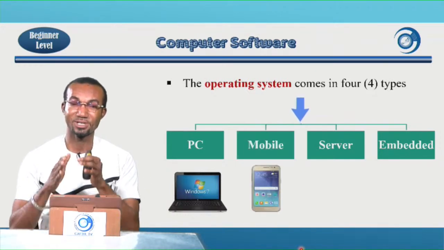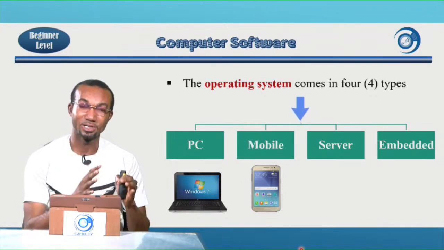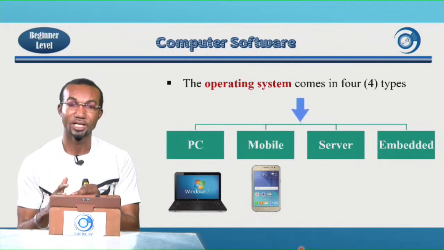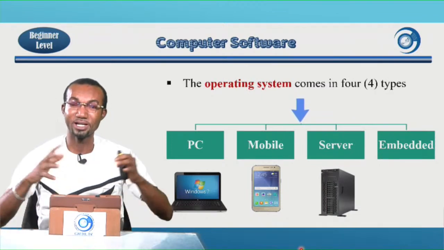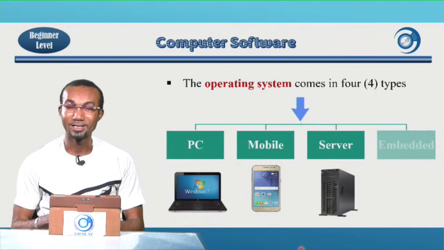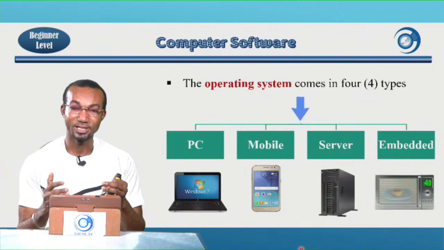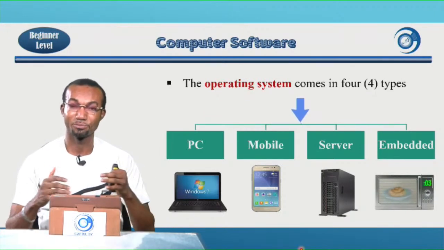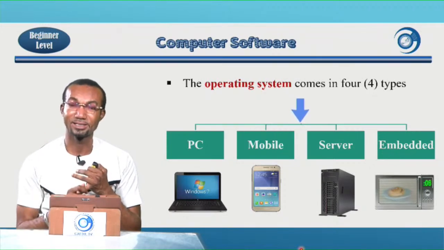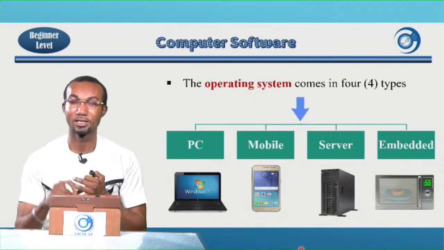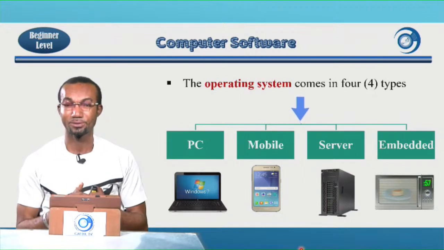The next are operating systems installed on mobile phones, tablets, or phablets. The next are operating systems installed on servers to manage a network. And the next are operating systems installed on embedded computers. I remember we treated a lesson on the types of computers, and we dealt with embedded computers like microwaves, traffic lights, and washing machines. They are all using operating systems. So these are the four major types of operating system.